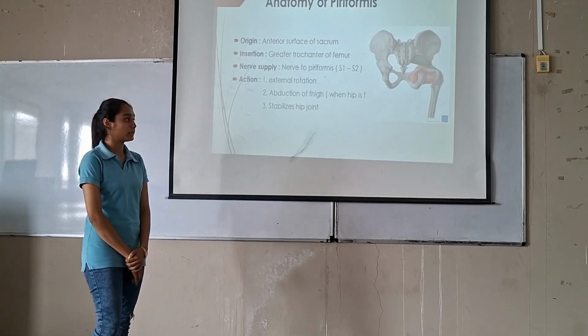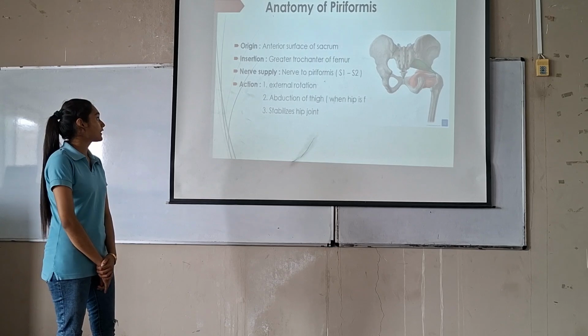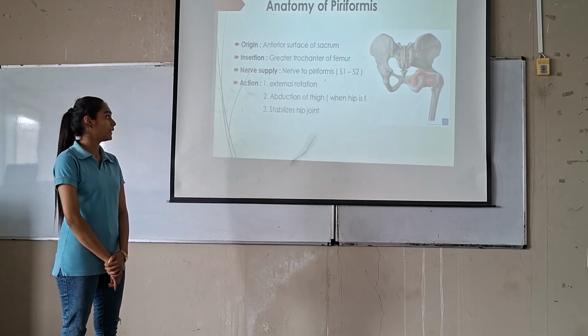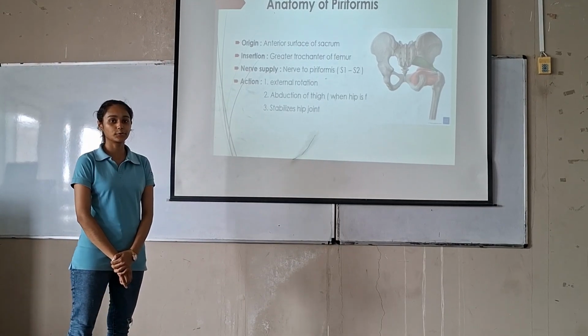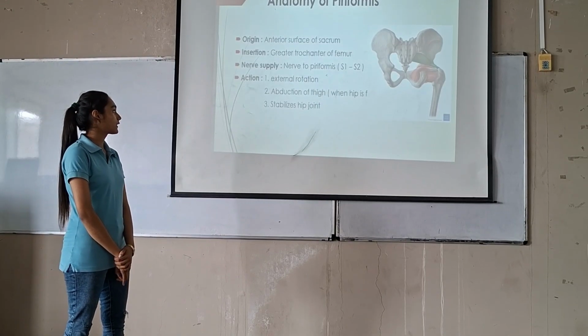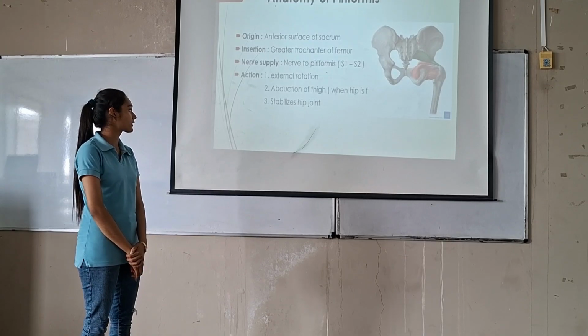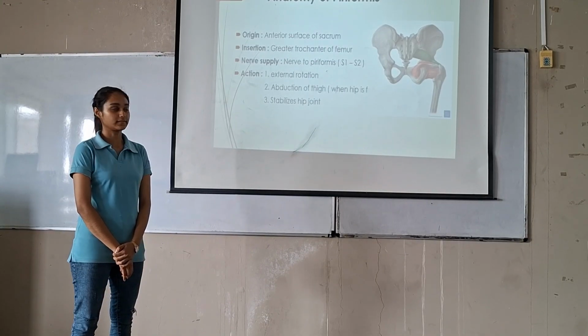Anatomy of piriformis muscle. It originates from the anterior surface of the sacrum. It is inserted in the greater trochanter of the femur. The nerve root value of piriformis is S1, S2. Actions of piriformis are external rotation, abduction of the thigh when the hip is flexed, and it stabilizes the hip joint.